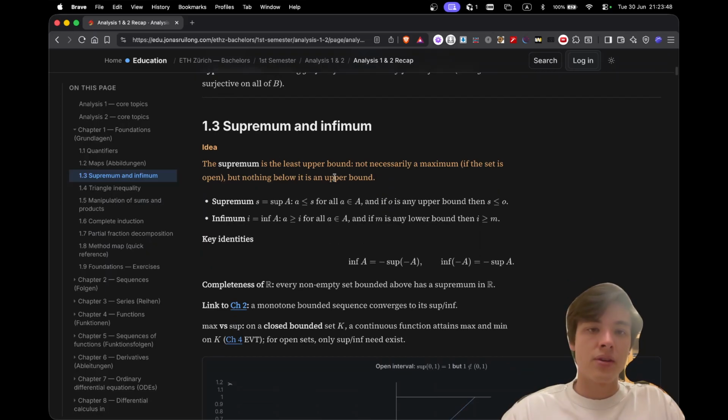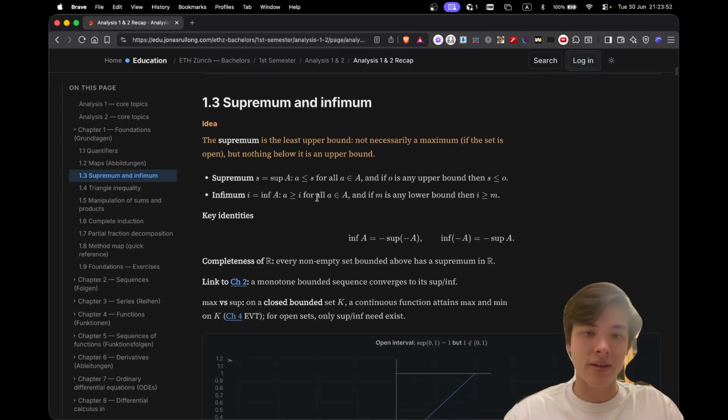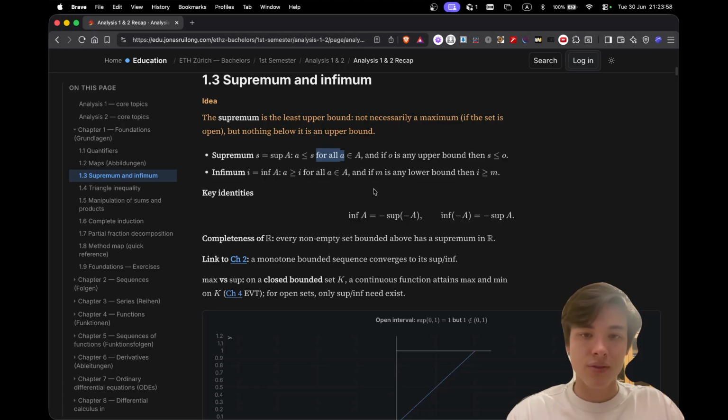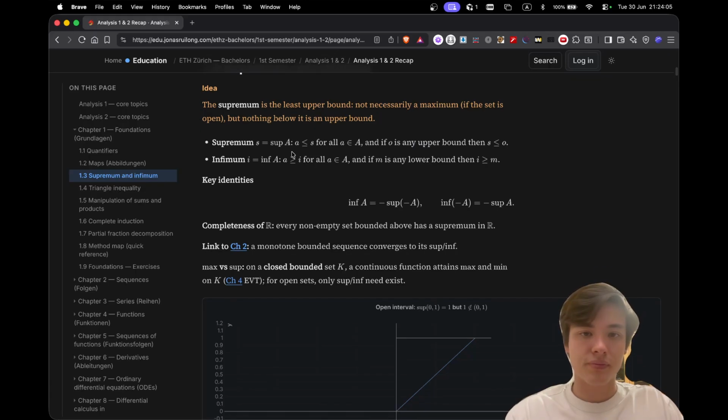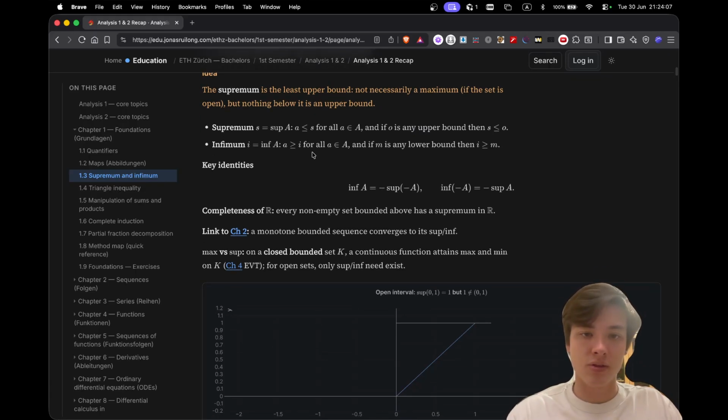Supremum and infimum. Basically, the supremum is a value that is greater than all the values in the set. We have that somewhere. And the infimum is the smallest value in or just barely in the set, I mean, at the edge.